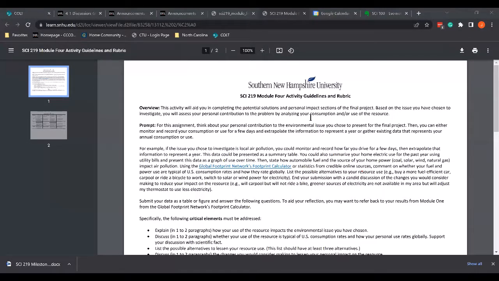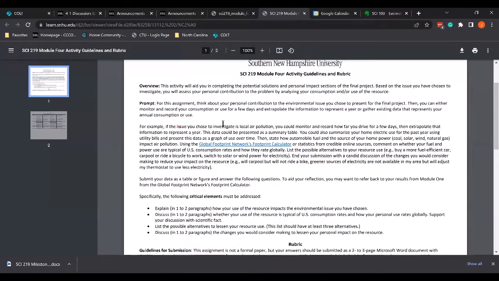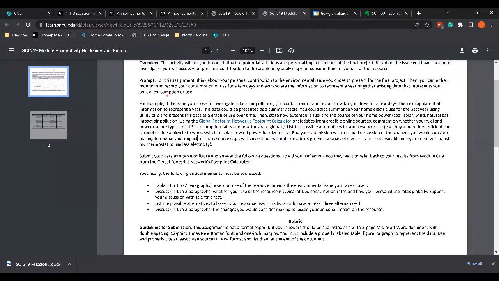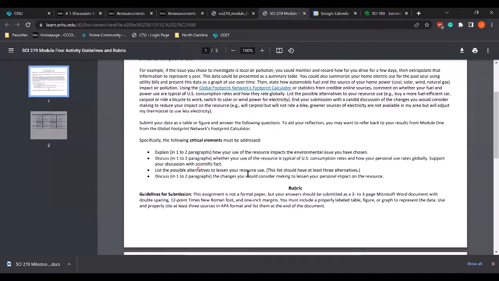Everyone, it's Professor Kettler. I'm going to give you an overview of this activity that you are completing for Module 4. And the first thing we're going to do is look at the rubric for this. So when you open this, it gives you a prompt that you can review. And then you have critical elements that you have to address.